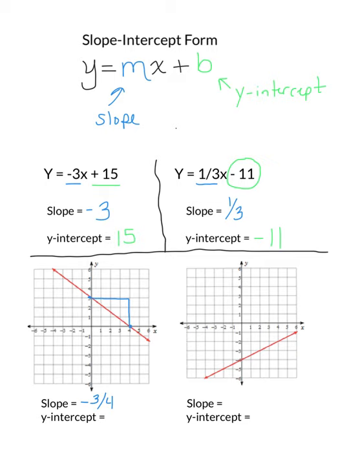My y-intercept is where the red line crosses the y-axis, which hopefully you can see at that green dot, is at +3.